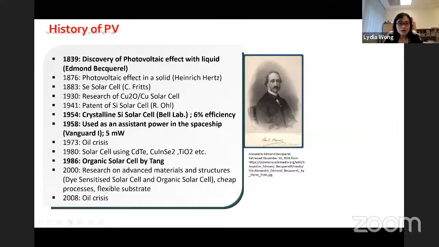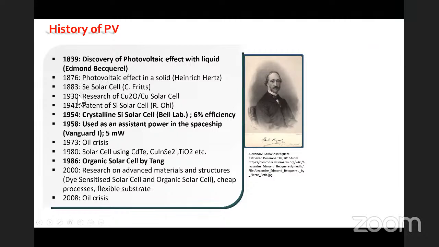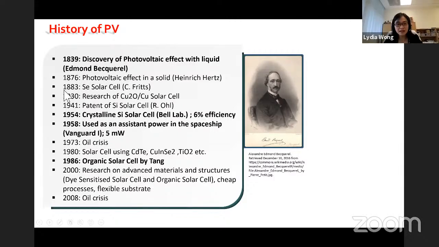So the photovoltaic effect was first discovered in 1839 with the discovery of the effect in liquid, a liquid mercury, by Edmund Becquerel. And then the photovoltaic effect in solids was also discovered a few years later. The first solid solar cell was shown in a selenium solar cell in 1883. And then in 1930, copper oxide solar cells were used. And then the first silicon solar cell was demonstrated in the 1940s.